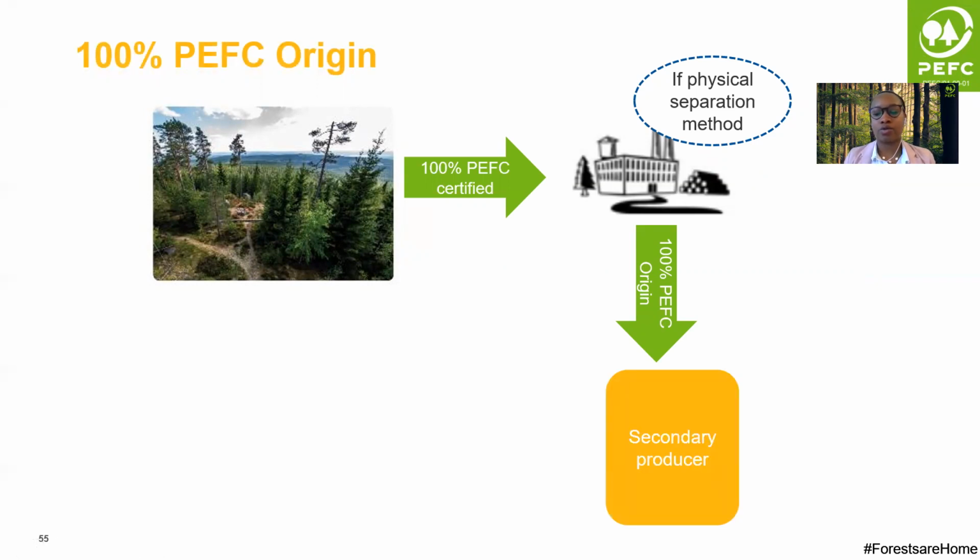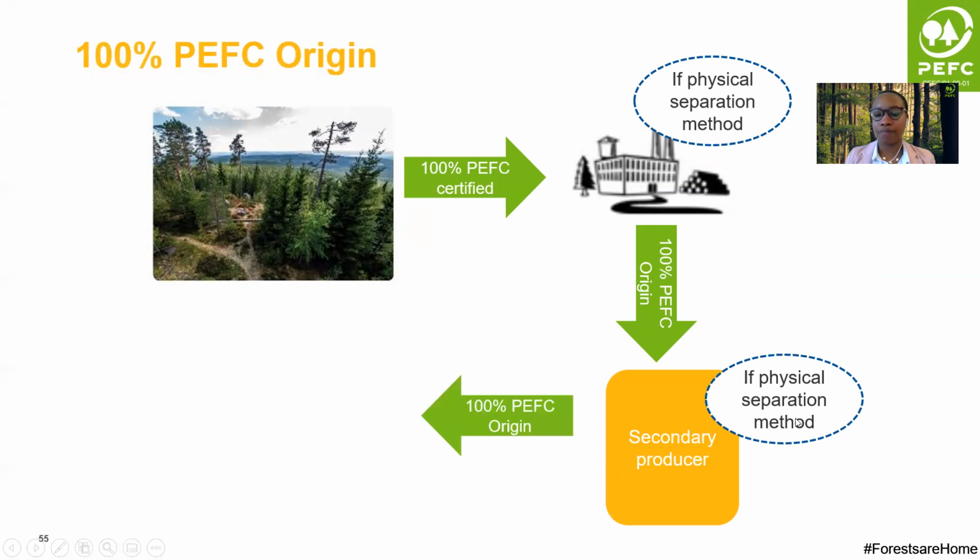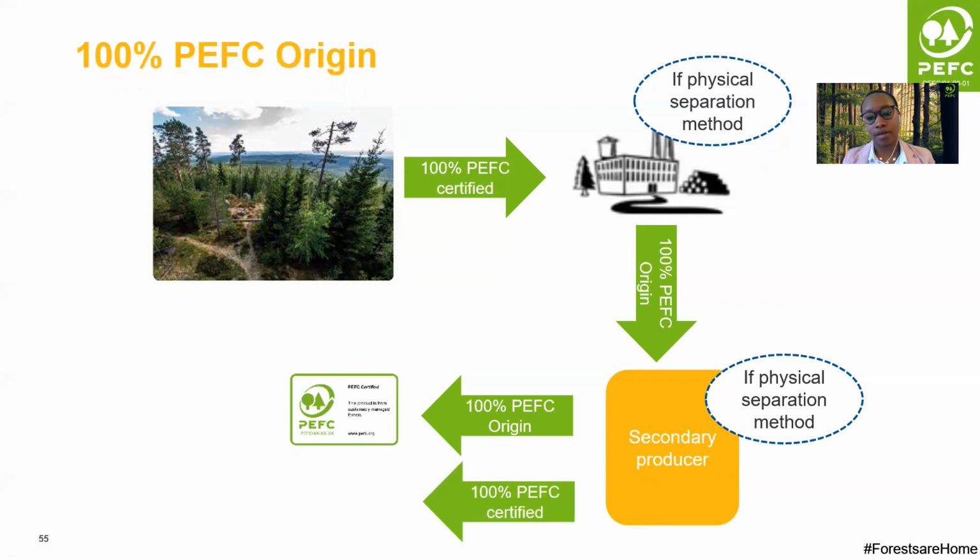And the material goes through another secondary producer. And there they apply the physical separation method. In the end, they decide to use the 100% PEFC origin claim. If they use the 100% PEFC origin claim, they can, in the end, use the PEFC certified logo. And if they also choose to use the 100% PEFC certified claim, in the end, they can choose to use the PEFC certified logo.